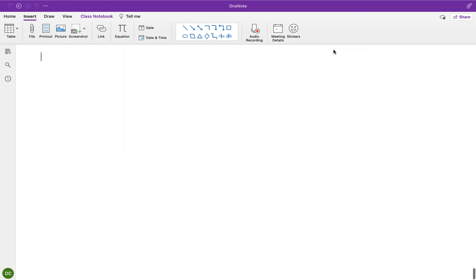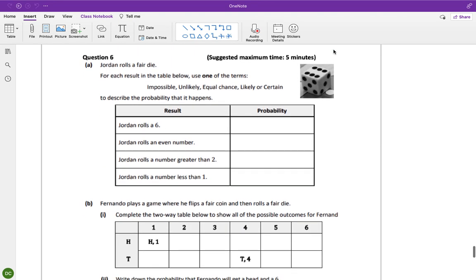And then question 6. Jordan rolls a fair die. For each result in the table below, use one of the terms. So Jordan rolls a 6. That is unlikely. The probability of rolling a 6 is 1 in 6, which is quite unlikely. 1 in 6 is like 16%. So unlikely. Rolling an even number, the chances of rolling an even number on a dice is a half.